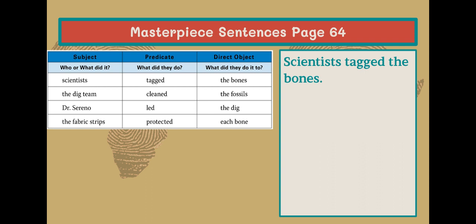I chose one word from each column. In fact, I went directly across in that row. Scientists tagged the bones. I want you to write that on the line for number 1. I want you to work with a partner to complete 2 through 4.